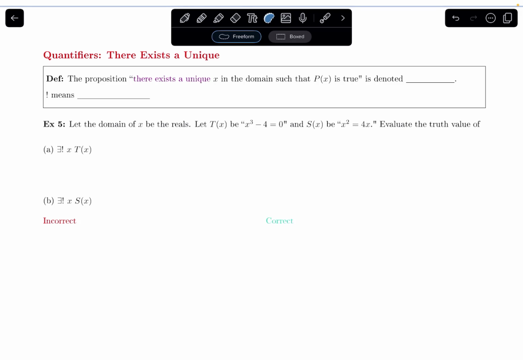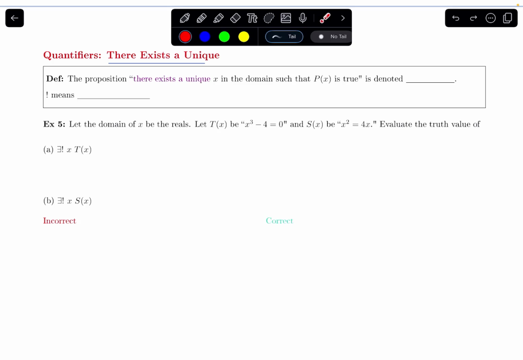In this video, we will discuss the there exists a unique quantifier. We've seen the there exists quantifier in the last video, so now we're going to introduce a slightly different version of this. When I talk about the proposition there exists a unique x in the domain such that p of x is true, the word unique means I want there to be just one.